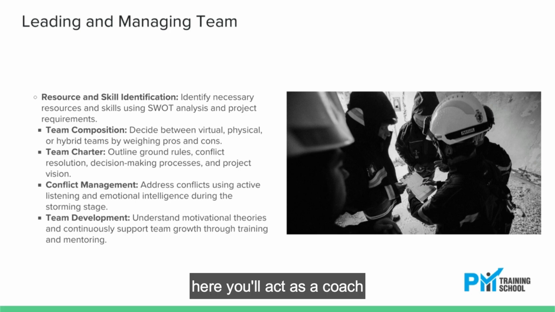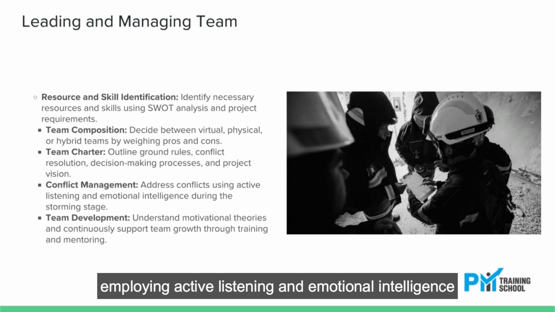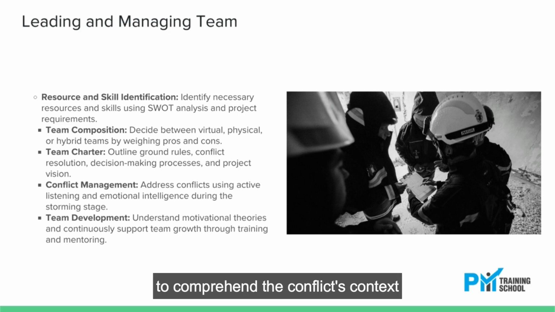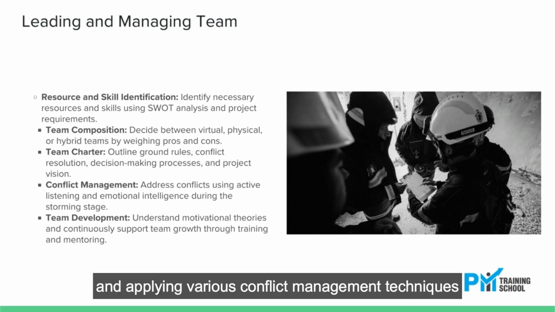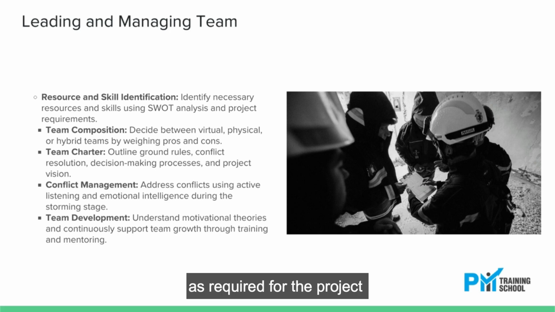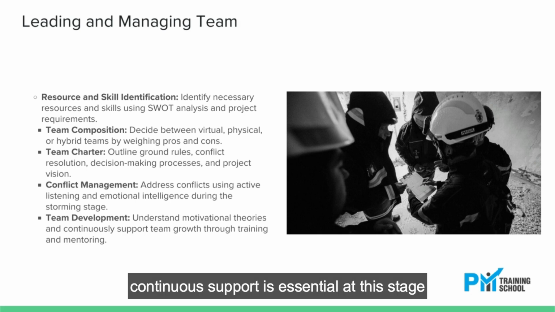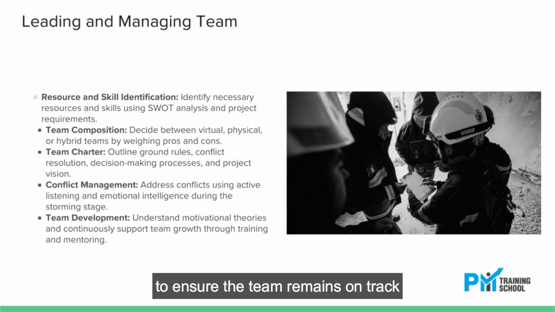6. Over time, conflicts may arise within the team, indicating the storming stage. Here, you'll act as a coach, employing active listening and emotional intelligence to comprehend the conflict's context, considering the 5 levels of conflict and applying various conflict management techniques as required for the project. 7. If conflict is managed effectively, we will progress to the norming stage where the team starts understanding each other's habits. Continuous support is essential at this stage to ensure the team remains on track.